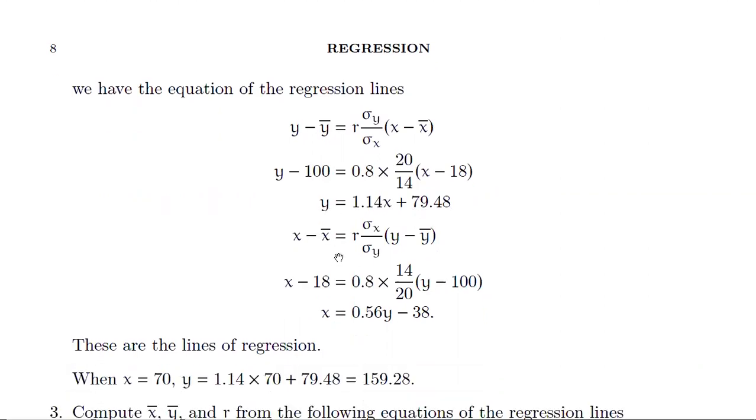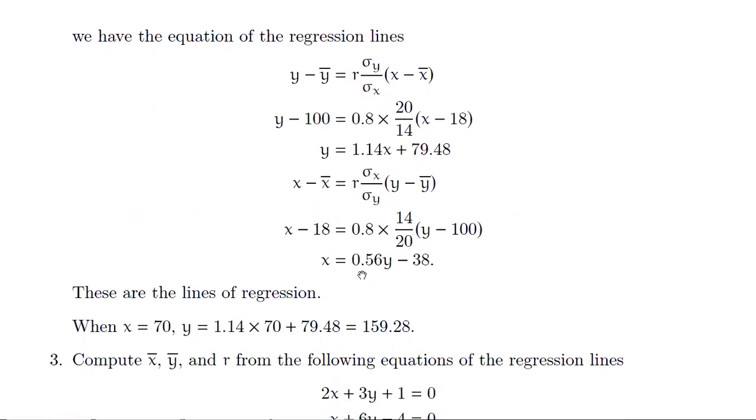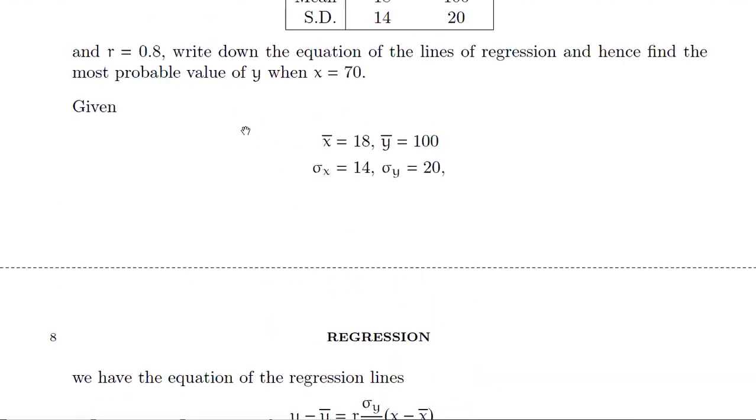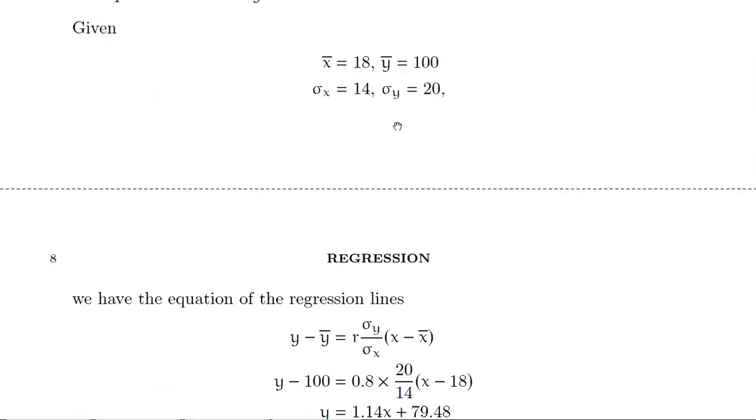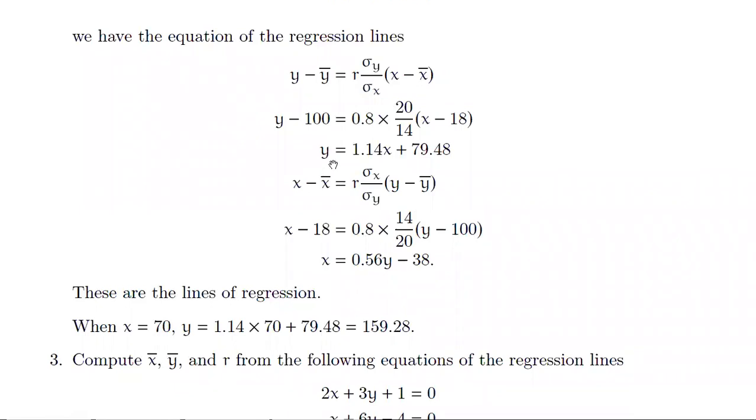Then we have x minus x bar equal to r sigma x by sigma y into y minus y bar. The r value, sigma x, sigma y values, x bar, y bar values are all given. So x is equal to 0.56y minus 38. In this question, they have also asked you to find the probable value of y when x is equal to 70. To do that, we take this particular equation and put the value of x, which is 70. So when x is equal to 70, we get the value of y as 159.28.